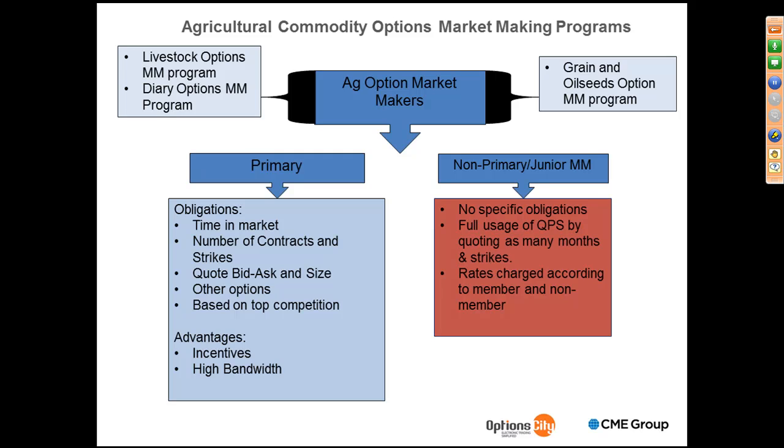One is primary. The primary market maker has to adhere to a list of obligations, like they have to spend a certain time in the market, they have to quote on at least the first three contracts, and at least 10 up and down strikes. They have to quote the bid ask size in accordance to a benchmark. For example, for corn, it's 1 to 2 cents for the first 2 months and at the money options. So if you adhere to all these regulations and based on top competition, you would be in the market making program. And what are the incentives?